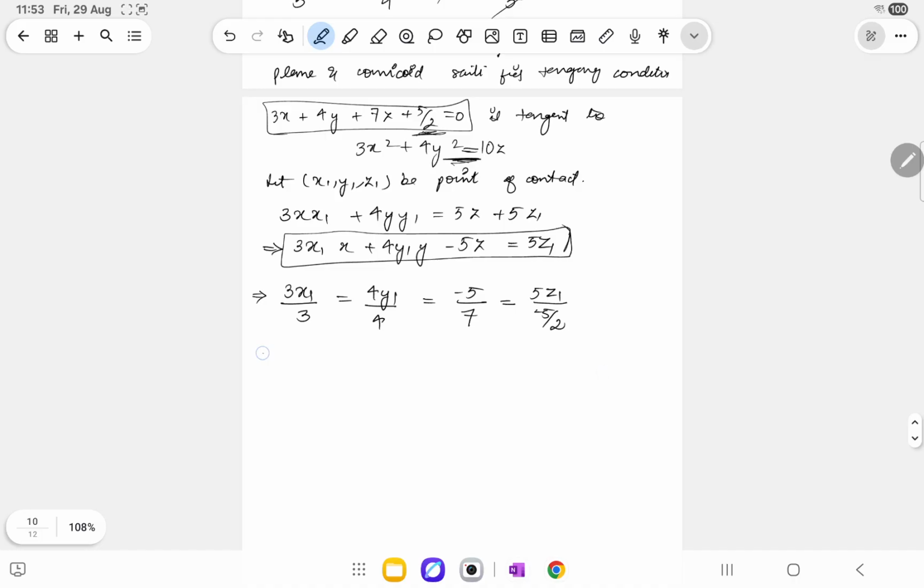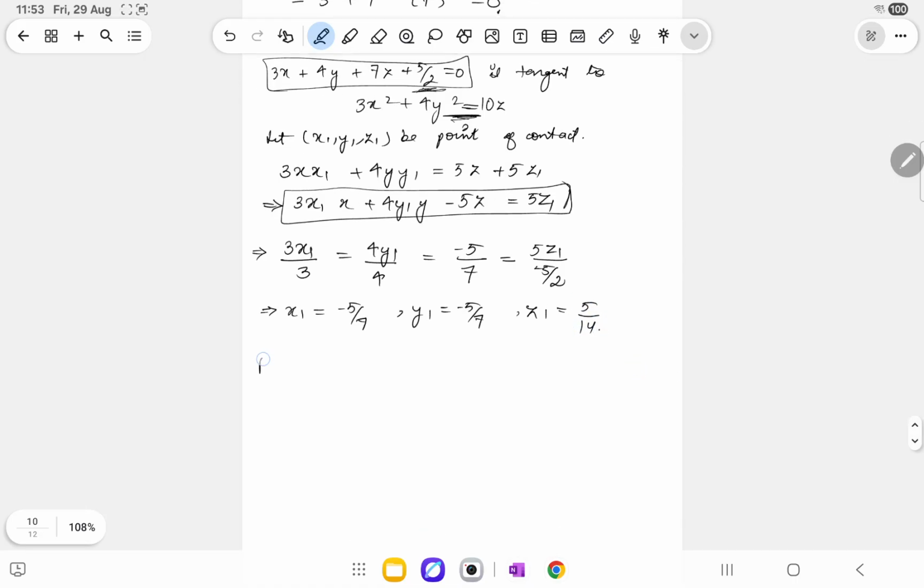So if I simplify from here, I'll get my x1 as minus 5 by 7, y1 as minus 5 by 7, and my z1 as 5 by 14. So basically my point of contact is minus 5 by 7, minus 5 by 7, comma 5 by 14.